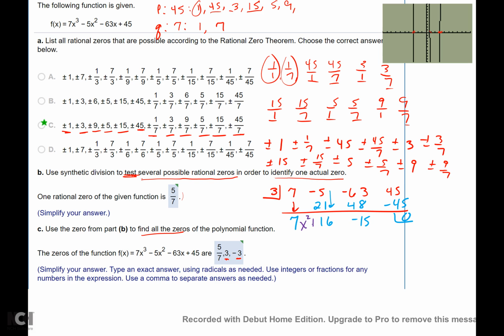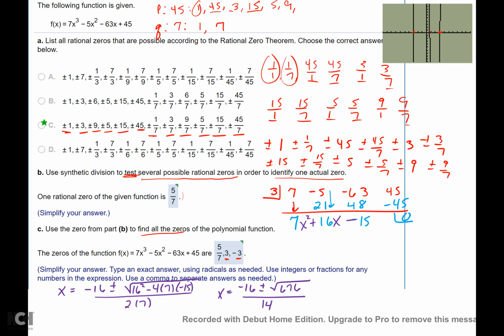So now we've dropped this down to a second degree. Okay, and we could try and factor it, or I would do quadratic formula because I don't want to do 7 times 15. So x equals negative b plus or minus the square root of b squared minus 4 times a times c all over 2 times a. So that's going to give me negative 16 plus or minus the square root of 16 squared minus 4 times 7 times negative 15, which is 676, all over 14.